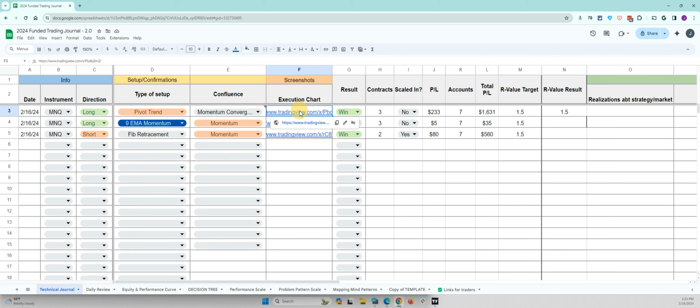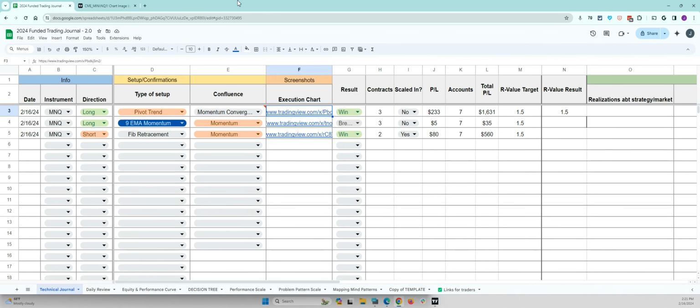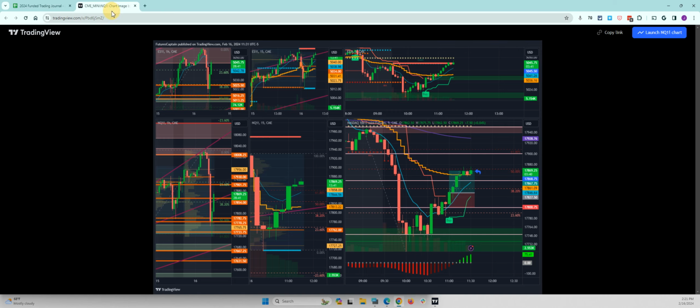All right, so my first trade was a $233 trade per account. So I did activate 7 accounts. So 7 times 233, that's $1,600. And yeah, let's have a look at that.